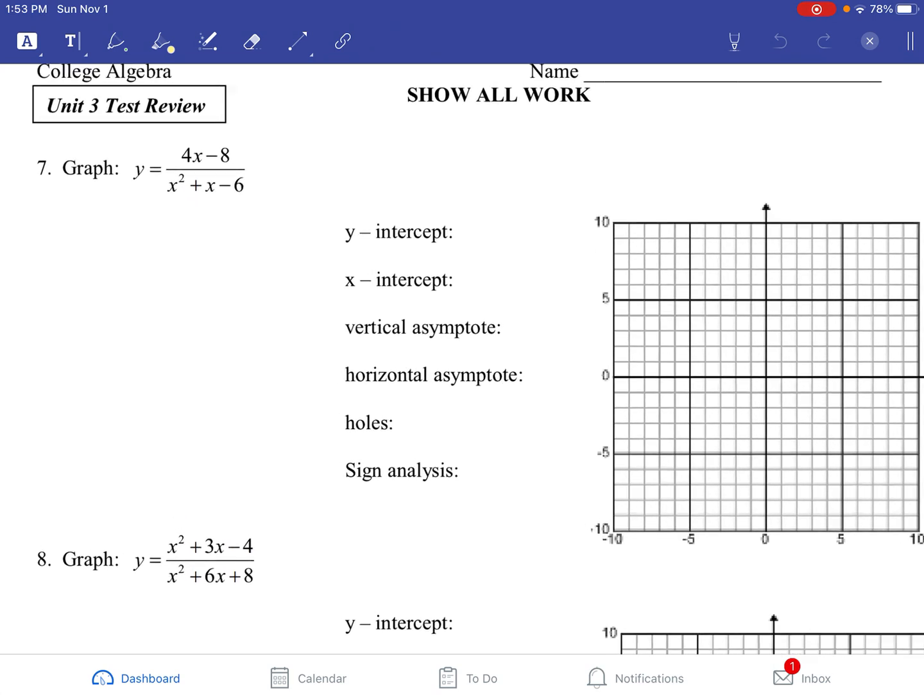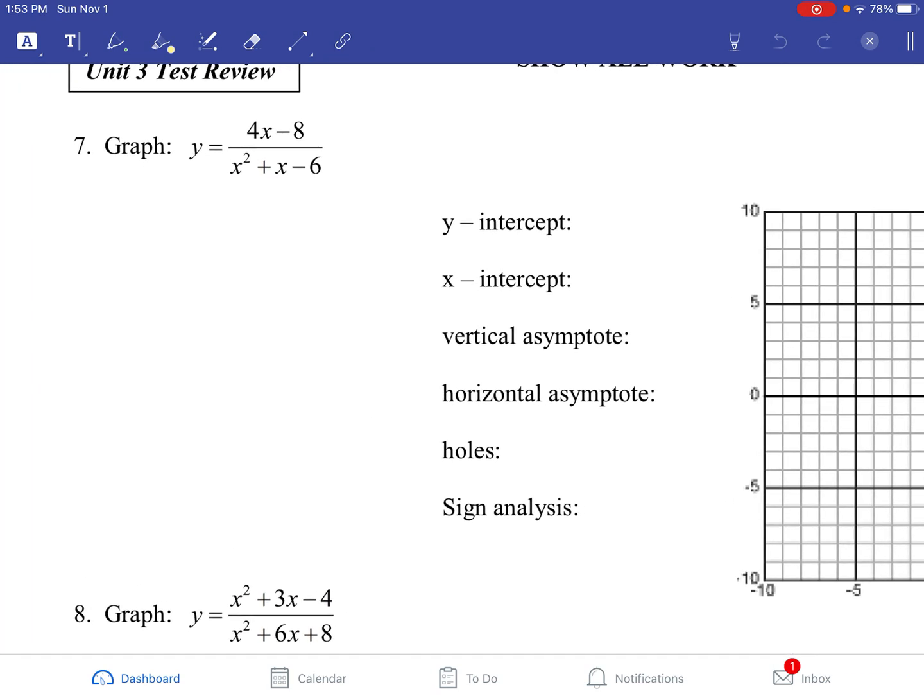All right, we got a couple of these rational function graphs first. First thing you got to do is factor everything. So in the first equation, we can take a 4 out of the top, our numerator. We're going to have x minus 2 left over. On the denominator, we have x plus 3 and x minus 2. We can then cancel out the x minus 2's. So we have 4 over x plus 3 left over.